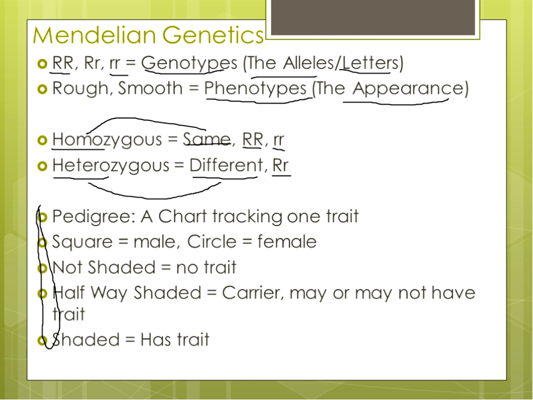But we should know genotypes are the letters, phenotypes is the appearance. Homozygous means 2 of the same letters. Heterozygous means 2 different letters. On the test, you may see pure. That's the same thing as homozygous. Heterozygous, the same thing as hybrid. So pure or hybrid.